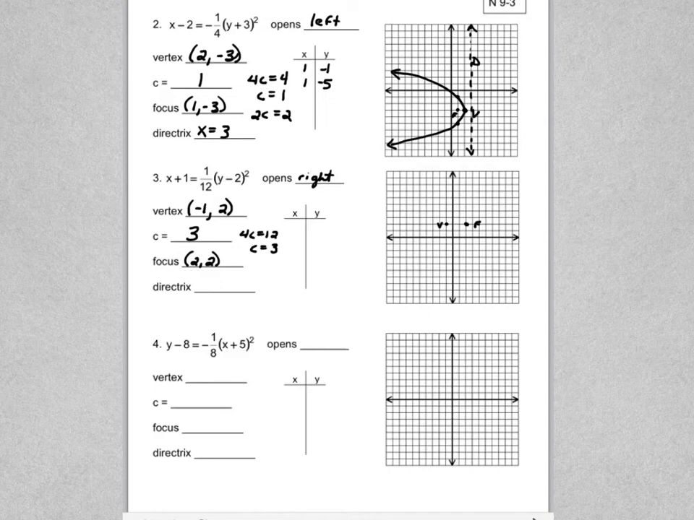And the directrix is going to be 3 spaces behind the vertex. So it'll go through this point. But it's a vertical line that runs 3 spaces behind the vertex. And so that is an x equals line, and that will be at x equals negative 1, 2, 3, 4, 5.